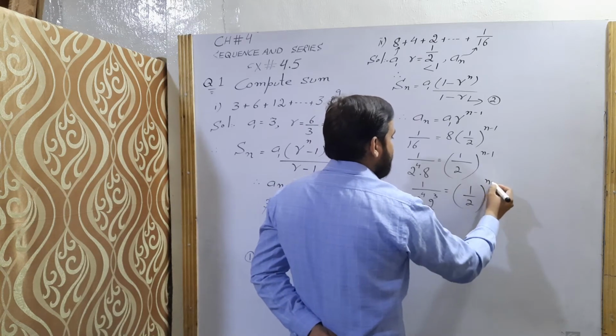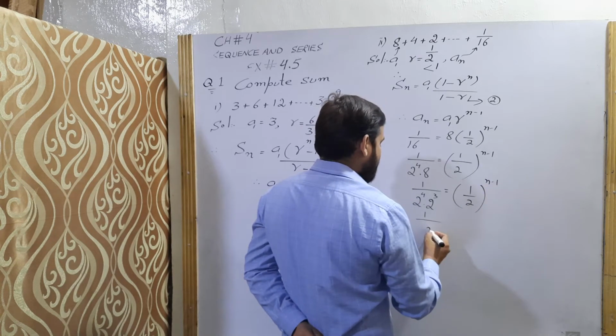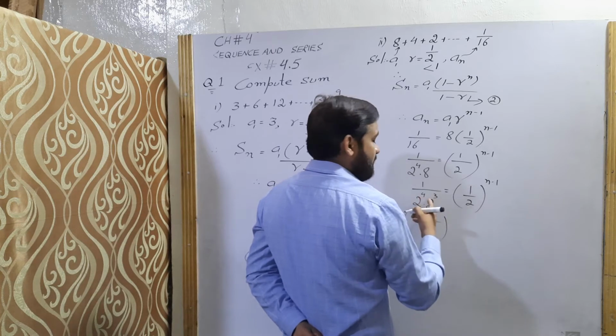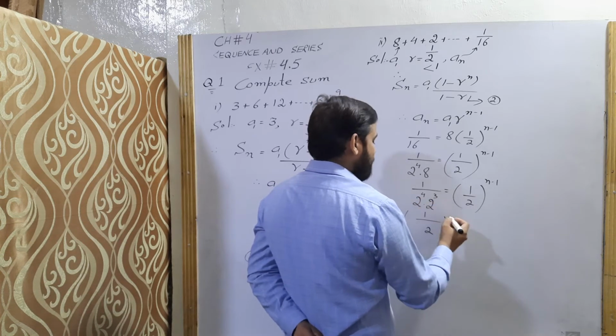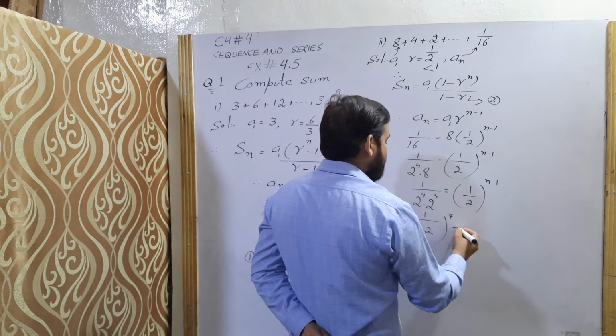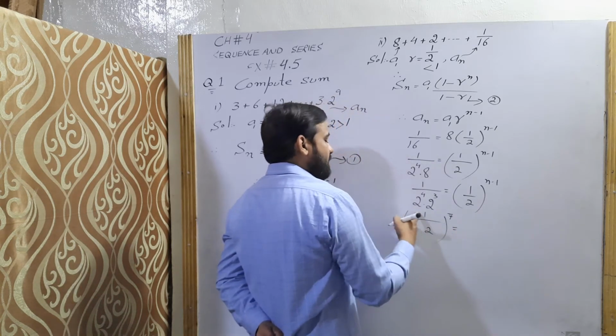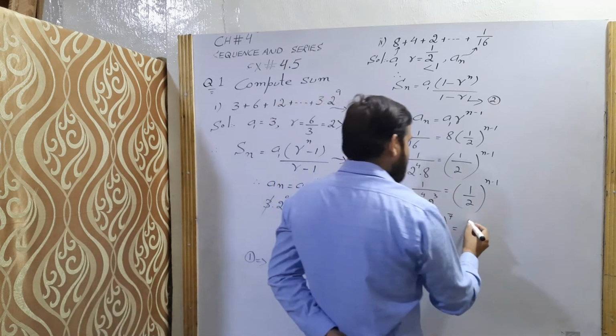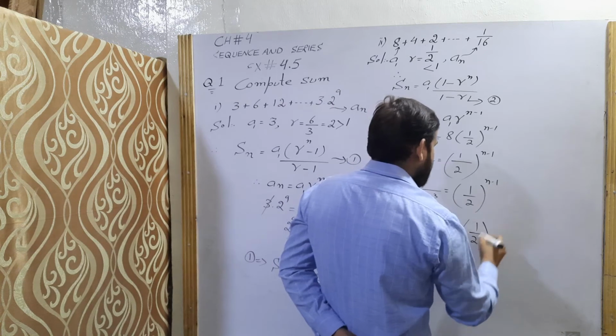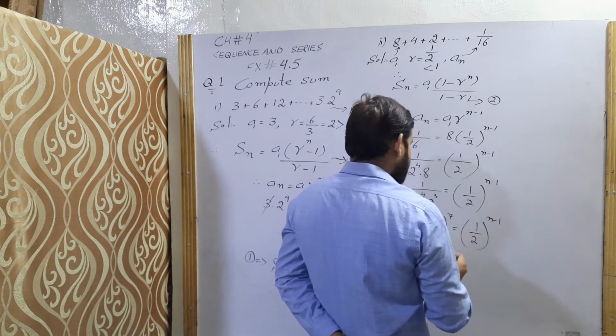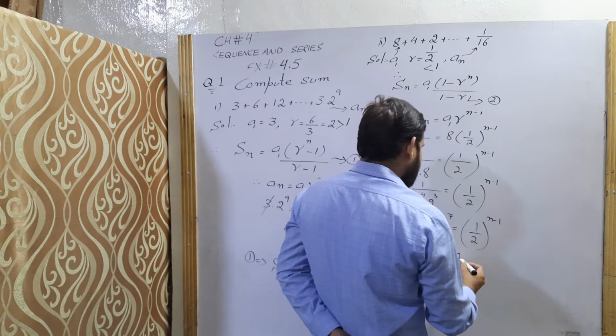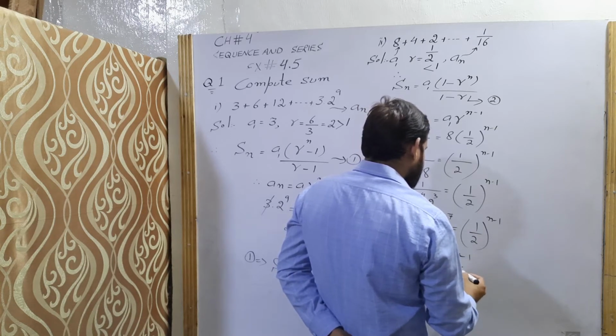Bases of the same power must be added, so this is 7, and this can be written as 1 by 2 whole raised to power, and because 1 raised to power 7 is 1, so this is 1 over 2 raised to power n minus 1. So in this case 7 is equal to n minus 1. So the number of terms in this case is 8.